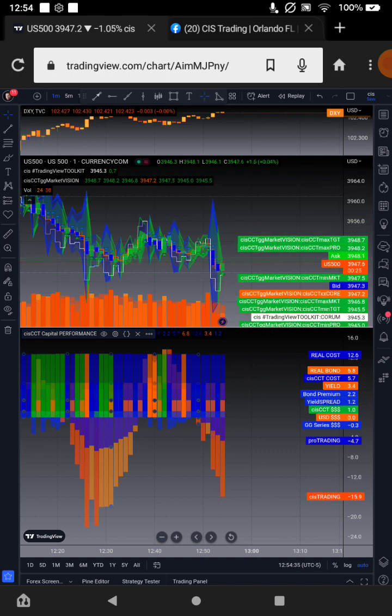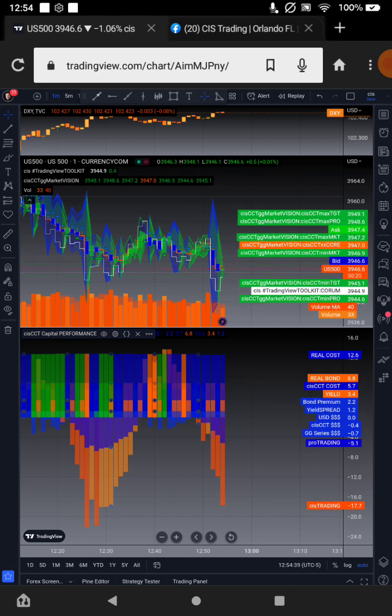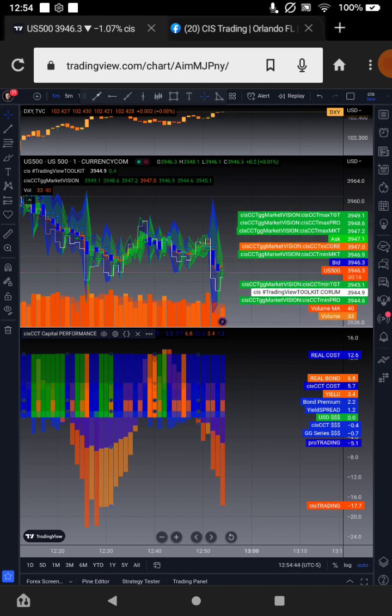We have a current setup on the 1 minute, looks like a small little 3-bar reversal. There's not much range in it. The volume is significantly low compared to historical levels.